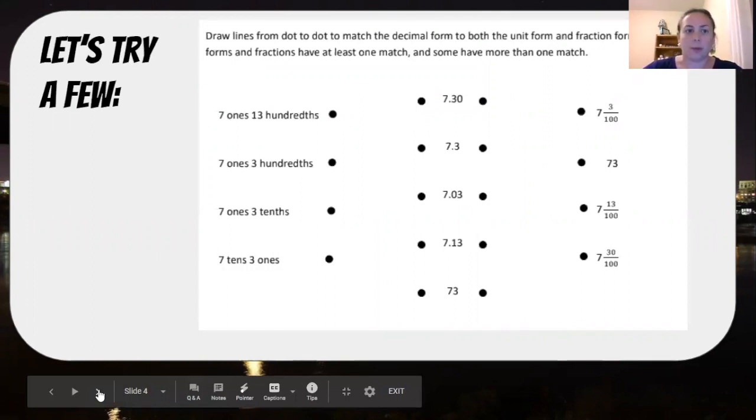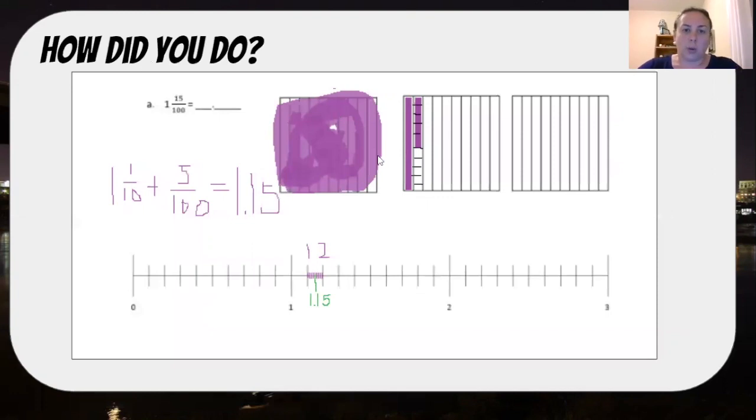The first problem was 1 and 15 hundredths. So we colored in the whole first grid, and on the next one, you should have colored in the first tenth, or the first column. And in the second column, we had to break that one up by drawing those horizontal lines to show hundredths. So that one should have been broken up into 10 smaller pieces, and then 5 should have been colored. Then our fraction was 1 and 1/10 plus 5 hundredths, which equals 1 and 15 hundredths.